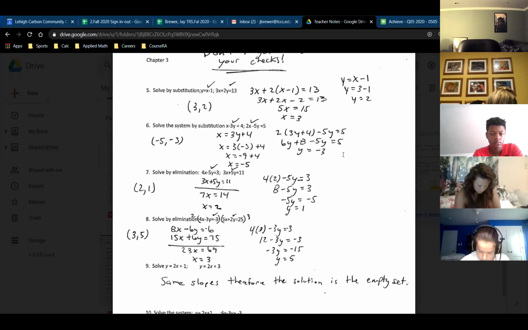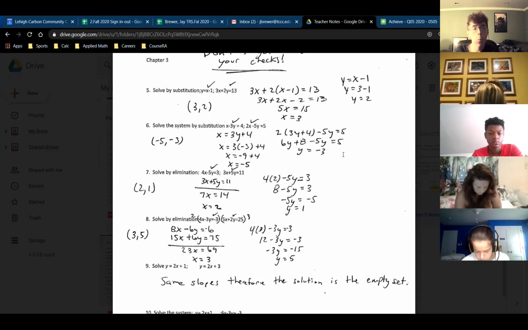There are 3 ways to solve systems of equations. You can use graphing, substitution, and elimination. I suggest you practice all of them.